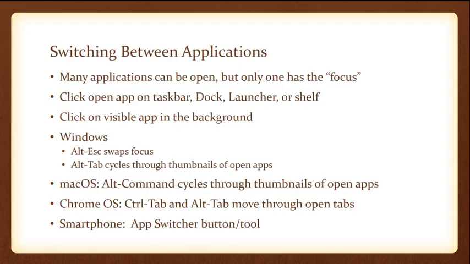There we go. For Mac OS, you can click Alt-Command, and that will cycle through thumbnails of open apps. For Chrome, you can either do Control-Tab or Alt-Tab. That moves through some open tabs. And for a smartphone, you do have an app button or a switcher button, and you can see which apps you want, and then you select it.